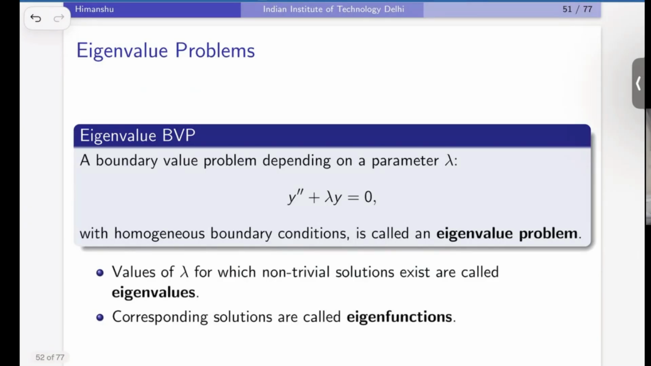So we have a boundary value condition depending on the parameter lambda, which is y double dash plus lambda y equals 0. We are looking for the non-trivial solution of this differential equation when lambda is a variable. So if I vary my lambda, what can I say about the non-trivial solution of this system? Whenever we have a non-trivial solution, those solutions are called the eigenfunctions with respect to that value of lambda.